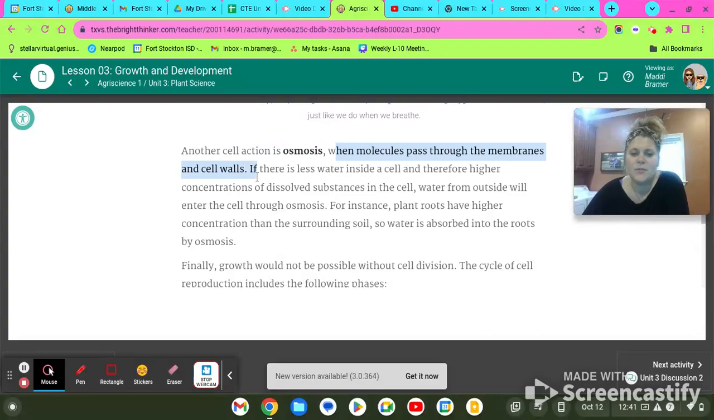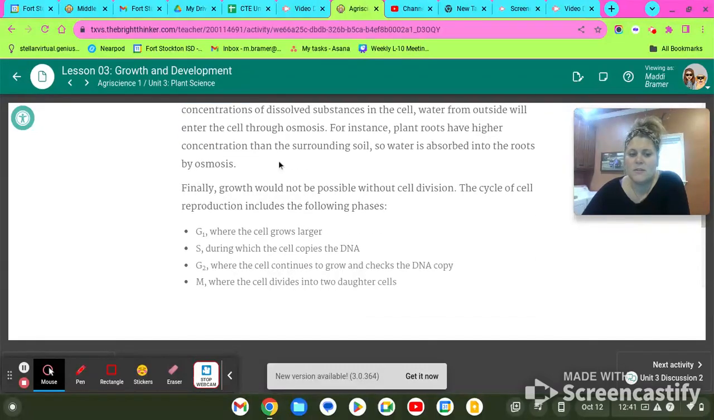Another cell action is osmosis. Molecules pass through the membranes and cell walls. If there's less water in a cell and a higher concentration of dissolved substances, water from outside will enter through osmosis.